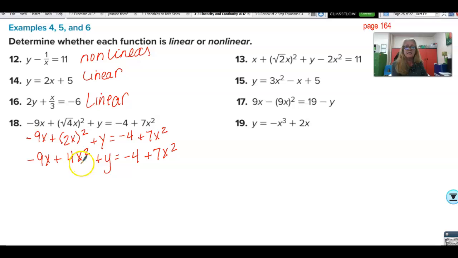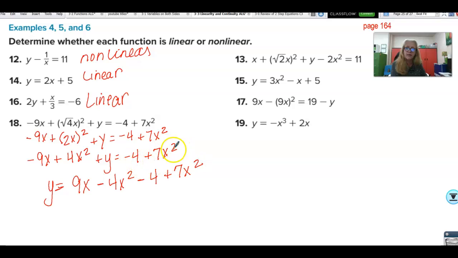I'm getting the feeling these x squareds are not going away. If we want to get all of our x's on one side, let's go ahead and move these 2 over to this side. So we'll just be left with this nice little y, because we're really getting to the y equals mx plus b format is where we want to be. So I would have to add 9x to both sides, and I would have to subtract 4x squared from both sides. And then I already had minus 4 plus 7x squared on the right.